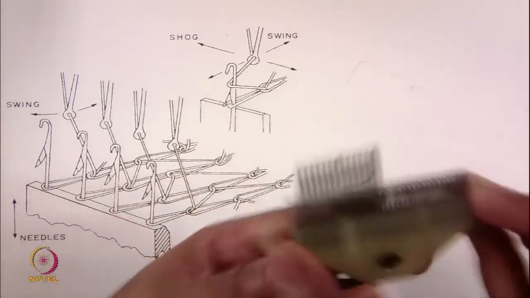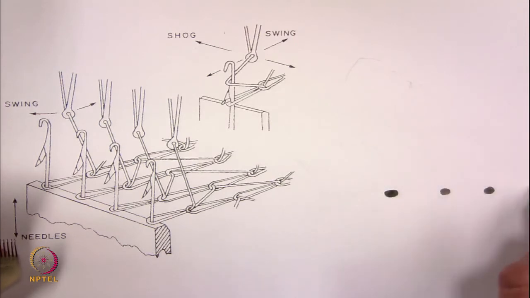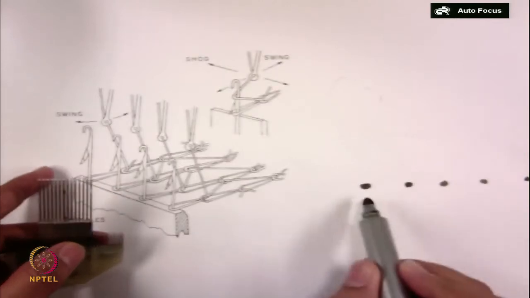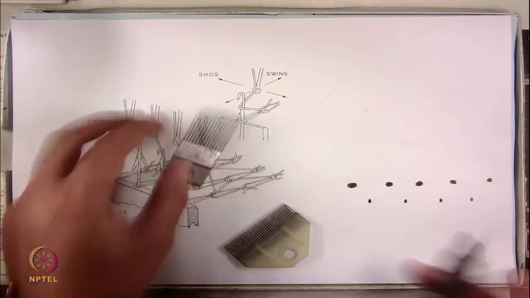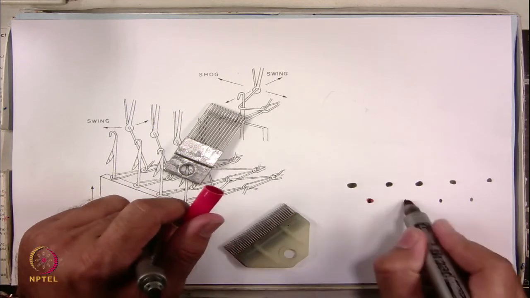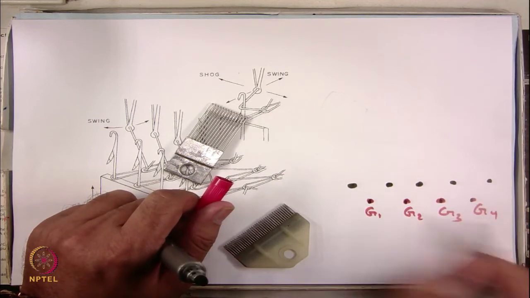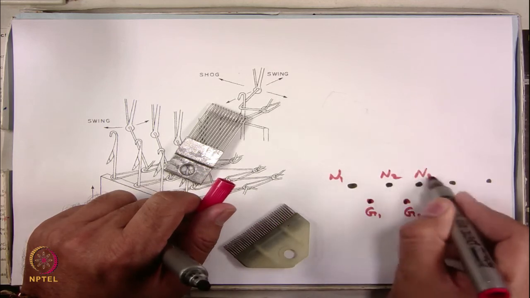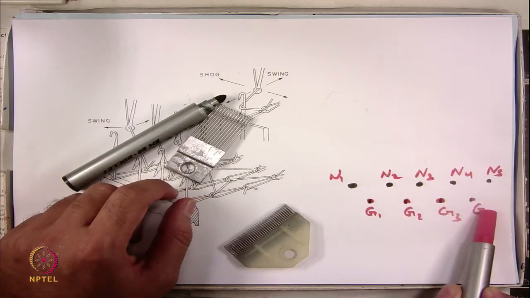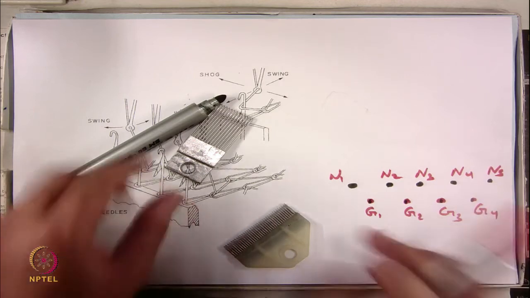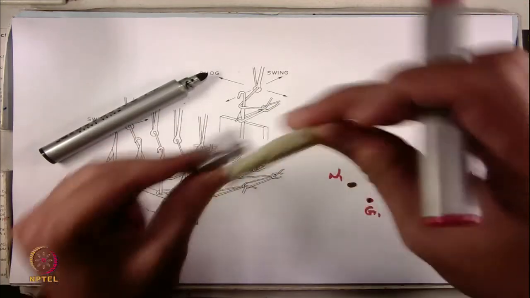So, in reality, if you see this diagram, each needle can be represented by a dot, and the guides will be standing in between these needles. So, this will be the starting position of the guides. So, this is G1, G2, G3, G4, this is N1, N2, N3, N4, N5. So, for each needle, you will have one guide associated for the loop formation in one course, and this is how needles will be standing like this in reality.